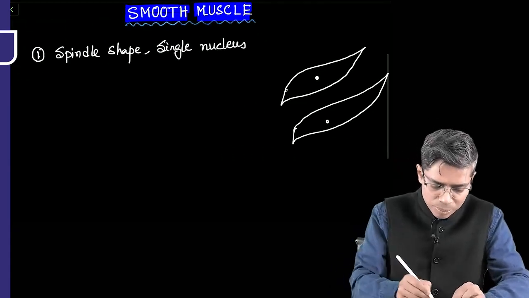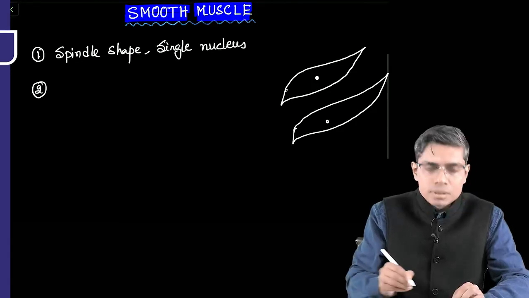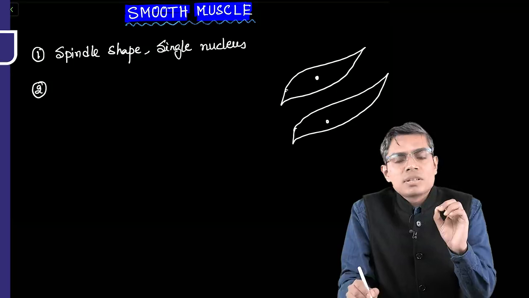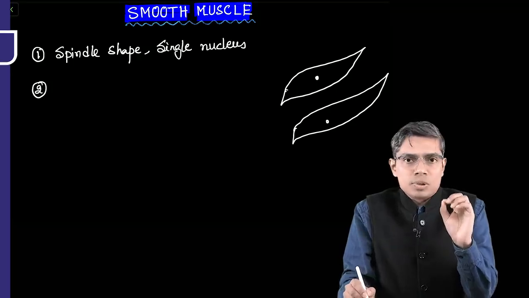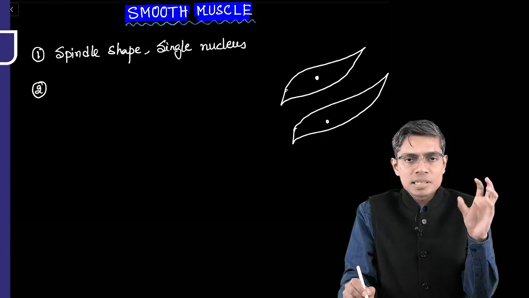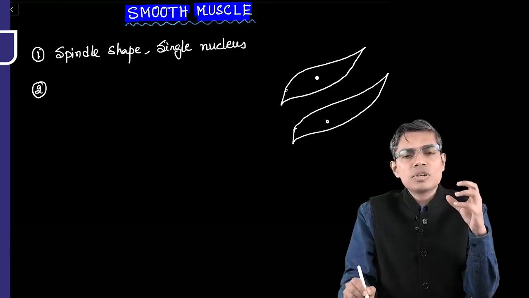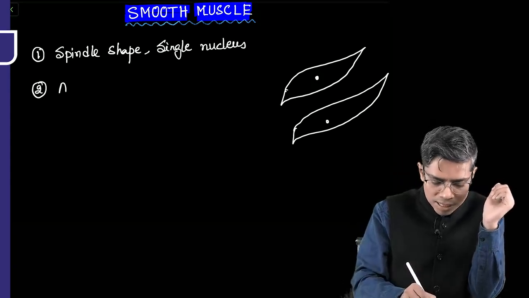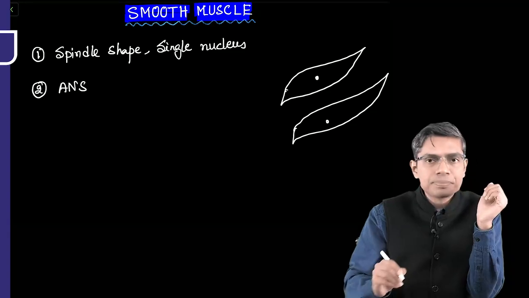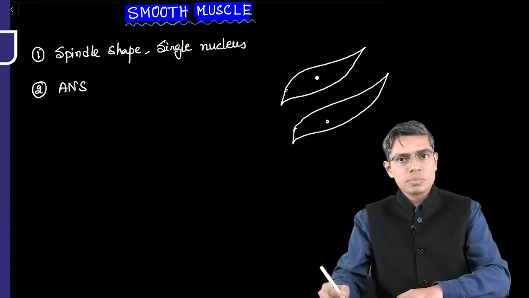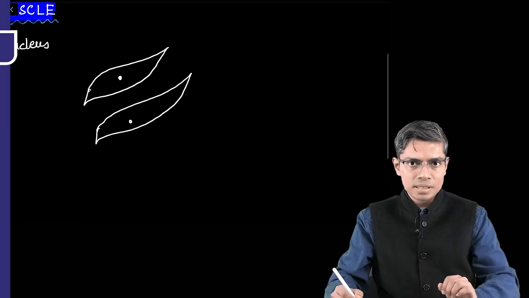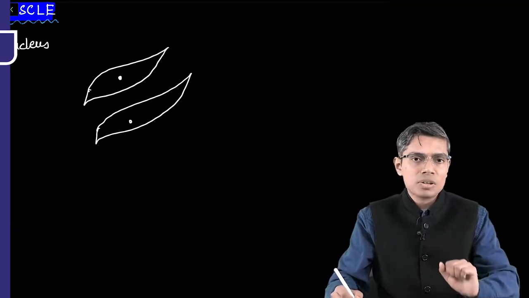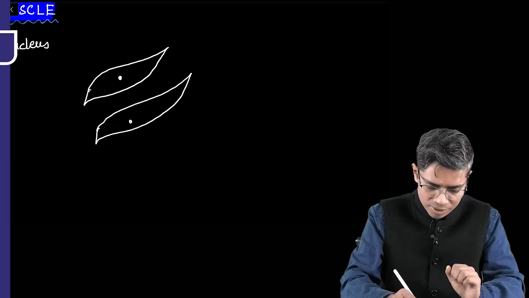Second point that you have to remember is that proper neuromuscular junction is not present in smooth muscle. For example, in skeletal muscle, we have seen that there is a proper neuromuscular junction. But smooth muscle, we all know, is supplied by the autonomic nervous system. So when the branches of the autonomic nervous system supply the smooth muscle, it does not form a proper neuromuscular junction. Look at the diagram first, you will understand better.